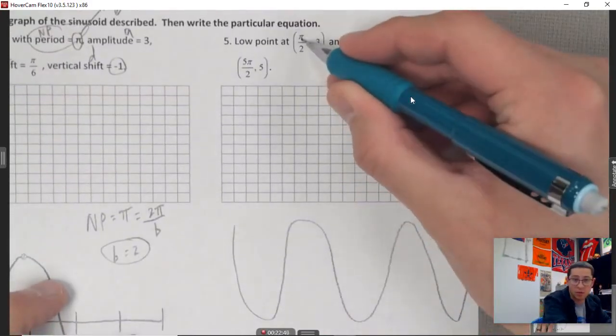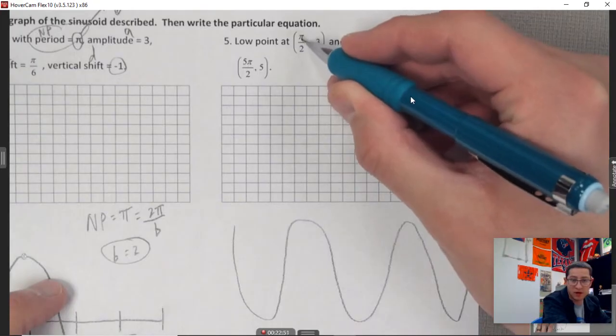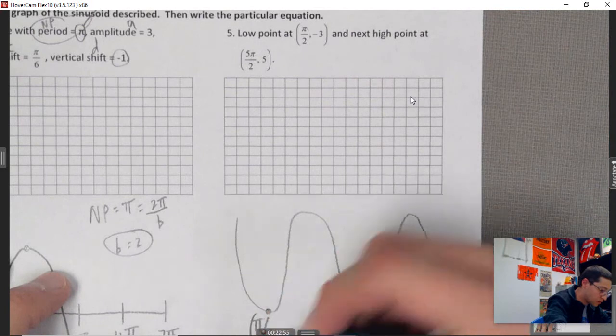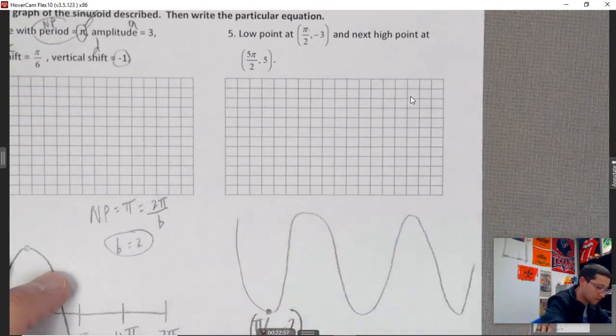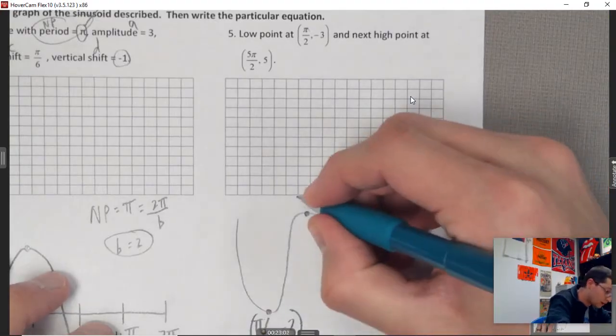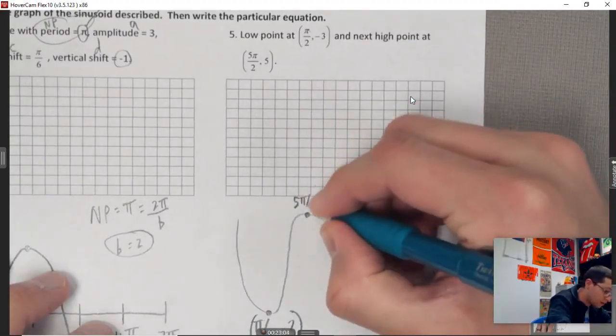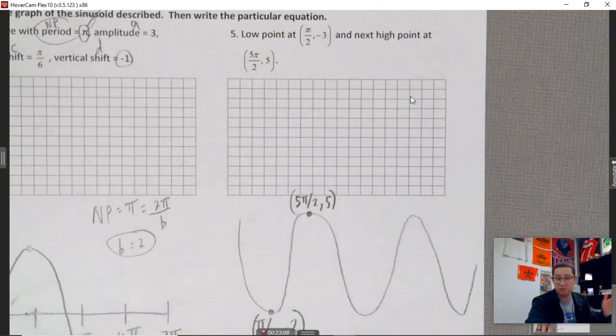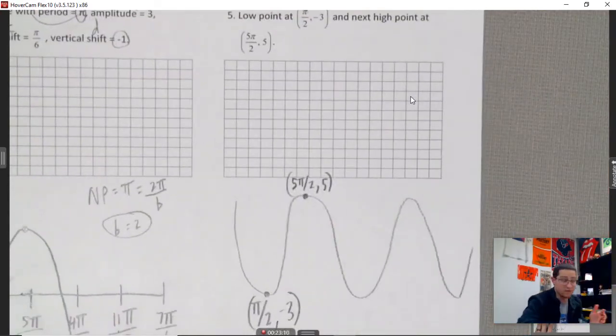Low point. One example of a low point is pi over 2, comma, -3. The next high point, right there. Okay. 5 pi over 2, comma, 5. So let's see what pieces of information we can get from this.